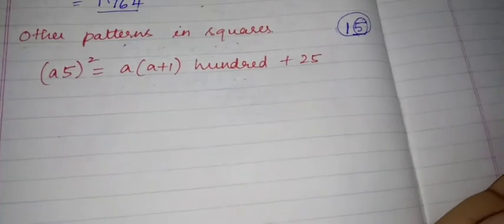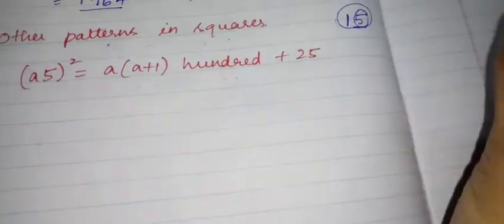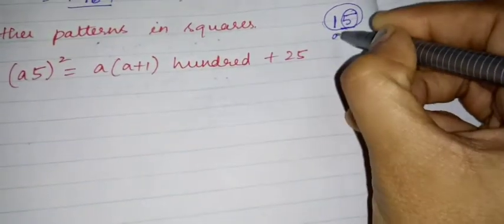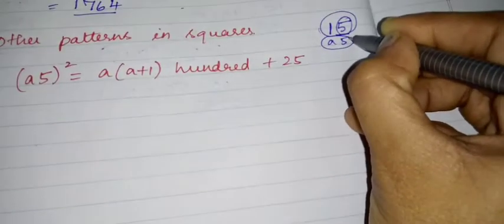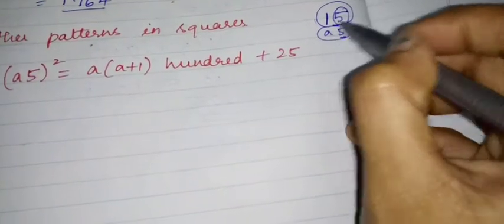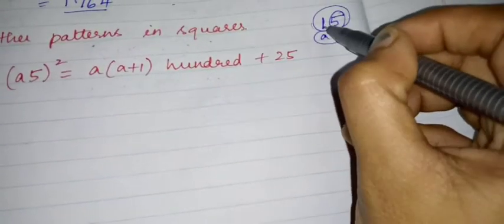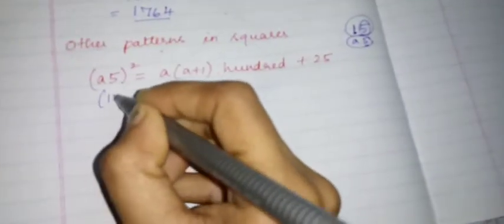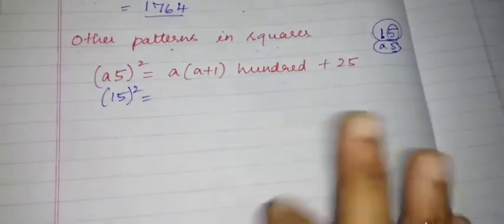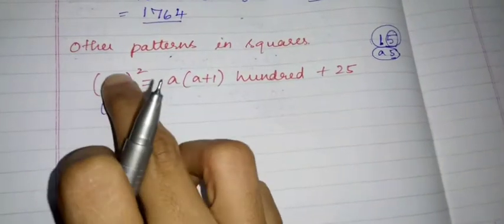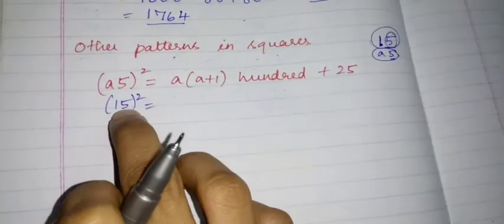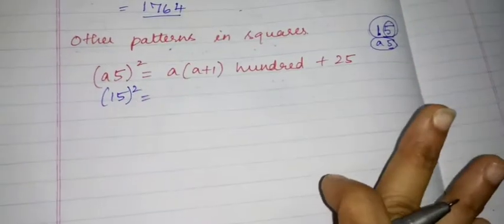We are going to take one number in which the unit digit is 5. That is A5. A is nothing but 1 here, and 5 is 5. So A5 is a two-digit number in which the unit digit is 5. So A5 is nothing but 15 here, and A is 1. A5 square means 15 square, because here instead of A, 1 is there, and 5 is there. So we take a two-digit number whose last digit is 5, and square it.